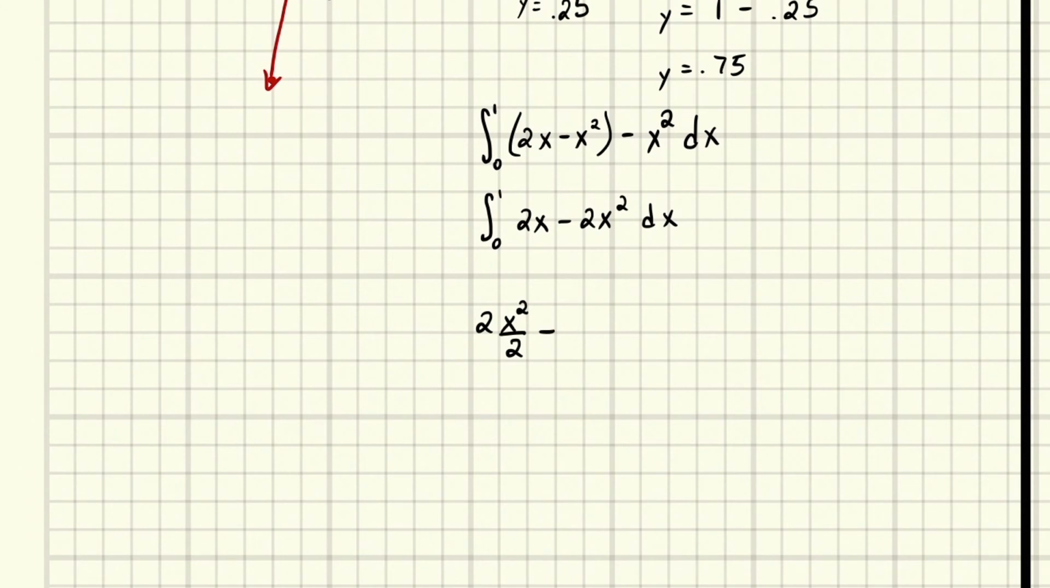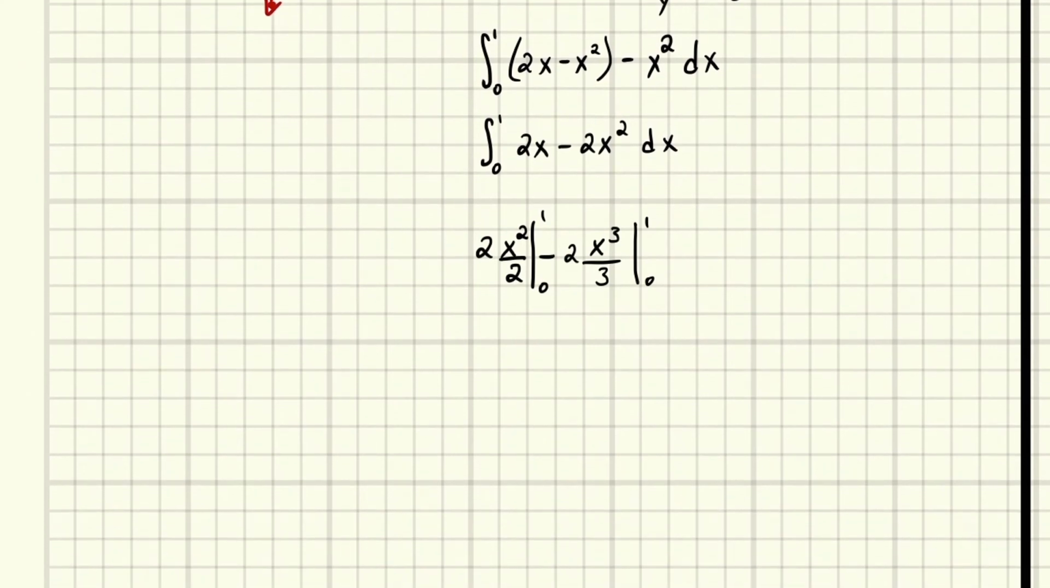Minus, and we're going to get the same thing with this one. We're going to add 1. So we're going to get x cubed and we divide by that 3. And then we keep the 2. And of course, each one of these is evaluated from 0 to 1.